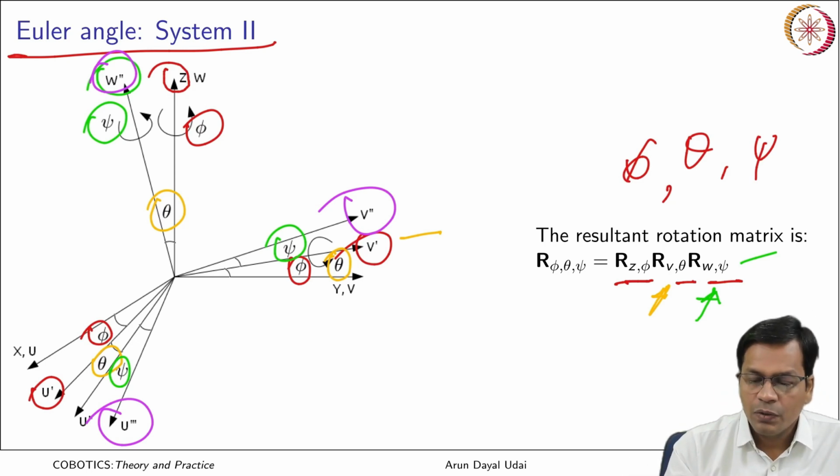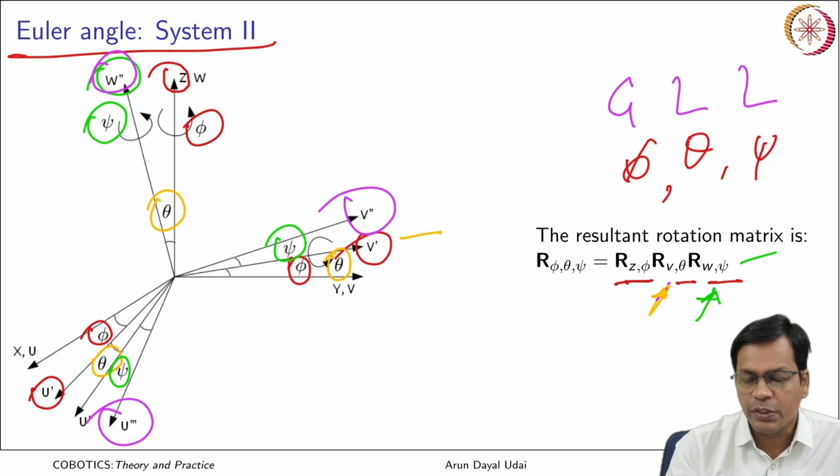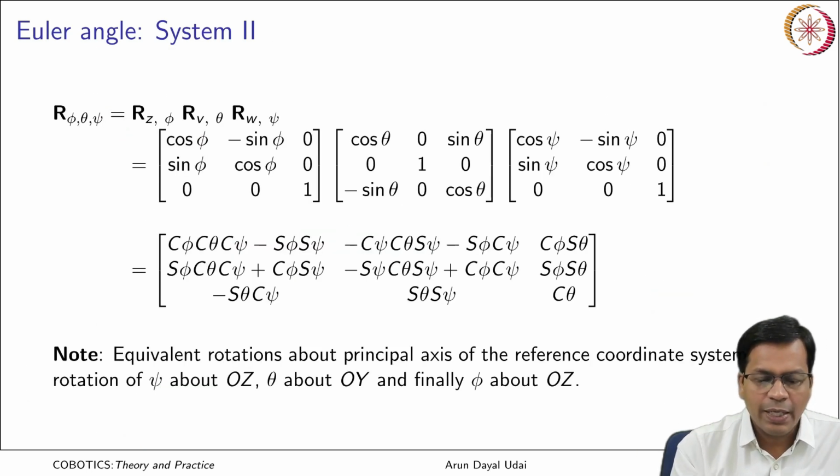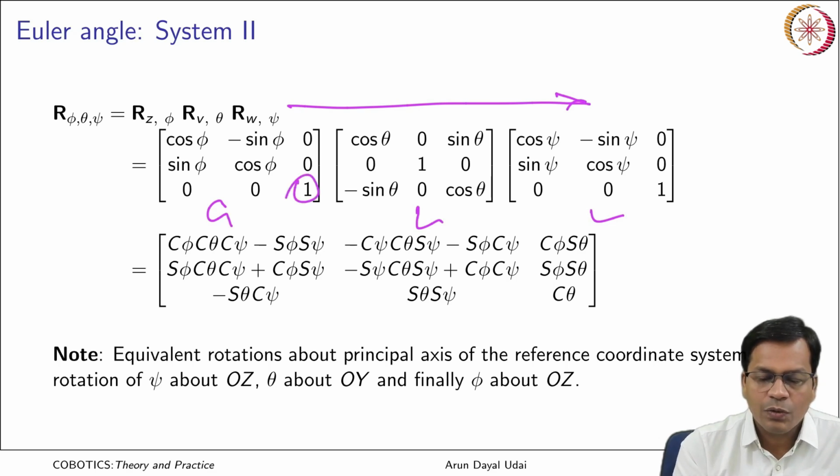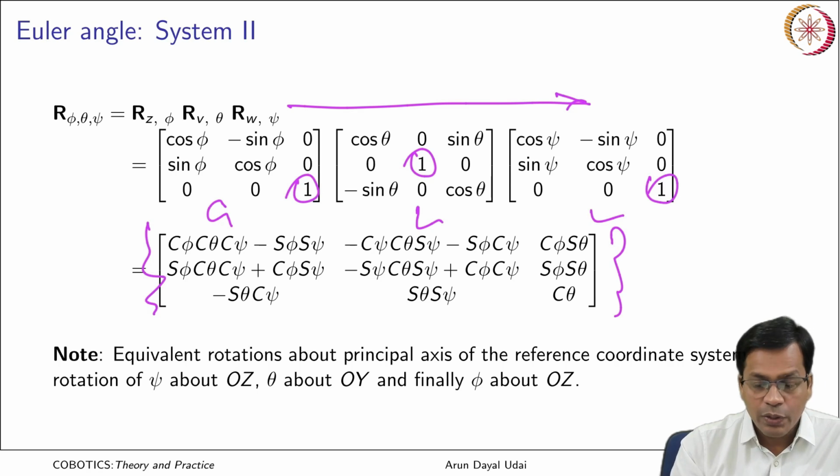Again it is global, local, local, that is system 2. The only difference is that instead of local x, it is local y, that is v over here. This again can be written like this: global, local, local in a post-multiplication way. So rotation about z axis, rotation about y, rotation about z, but because it is local, it came in post-multiplied form. So you reach a particular orientation.